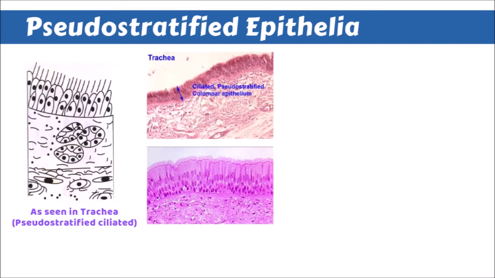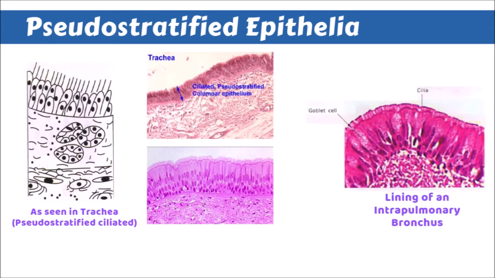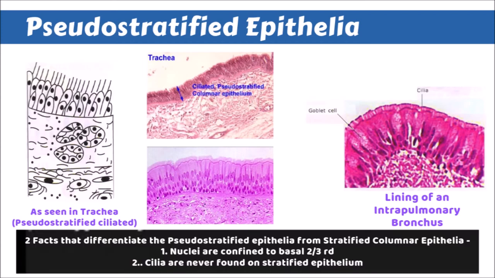If section is taken of trachea, the diagram is on left side. It is indicating the presence of pseudostratified ciliated epithelia. Then, in the middle, we can observe the images of tracheal epithelia, which is pseudostratified ciliated columnar epithelia. On right side, lining of an intrapulmonary bronchus is shown, which is having same epithelia.